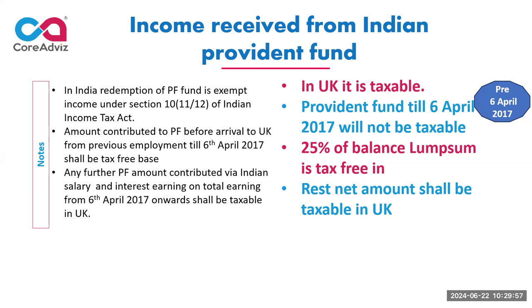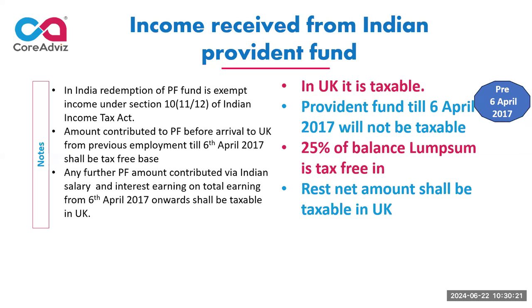On the balance 10 lakhs, you can claim 25% as a lump sum tax-free allowance. So out of 10 lakhs, 25% you can again claim. The leftover 750,000 rupees is going to be taxable in the UK. Okay, this is the illustration I tried to explain here.